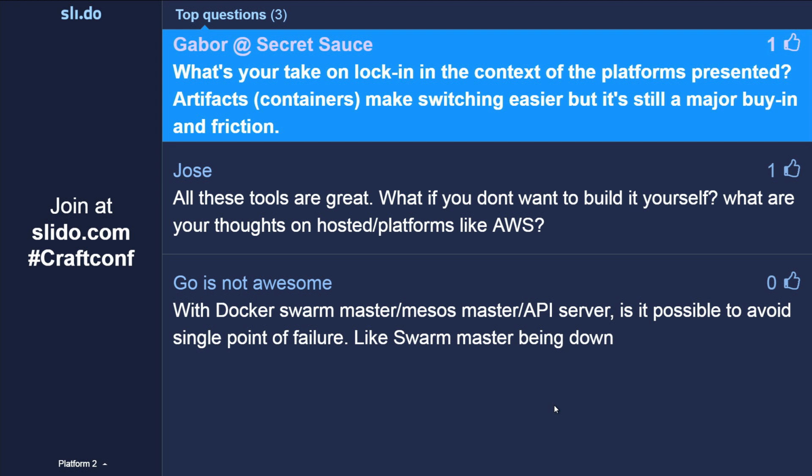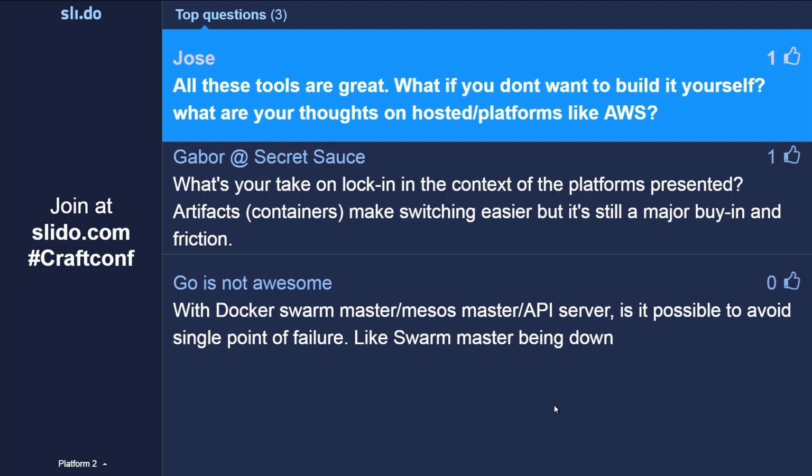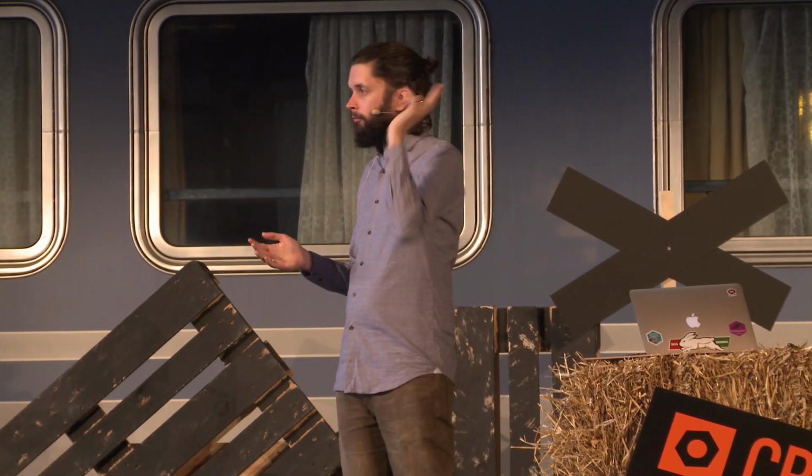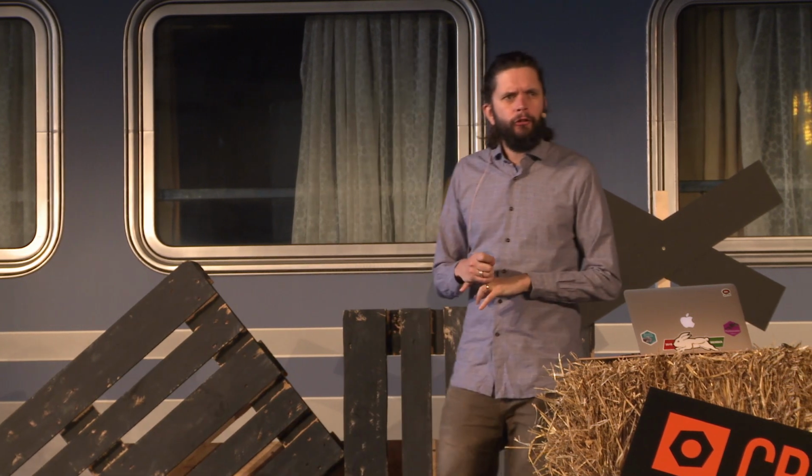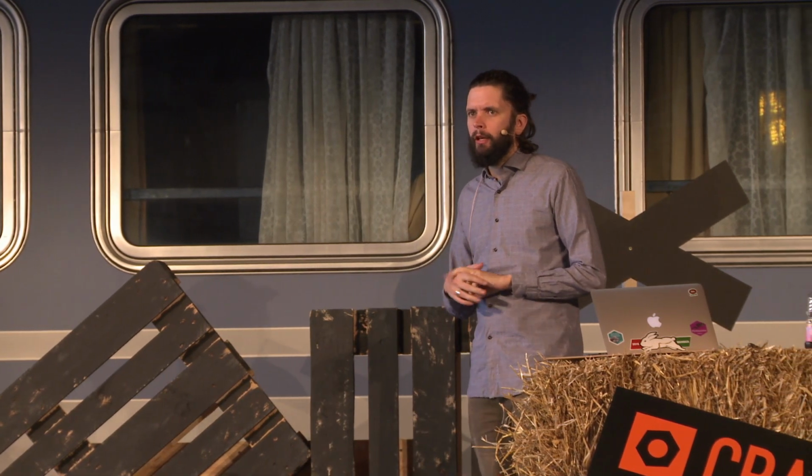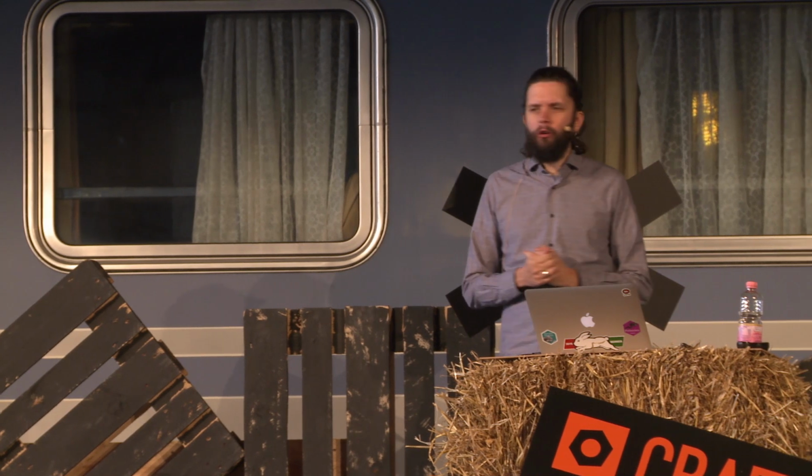Okay, Sam. Jose asks, all these tools are great. What if you don't want to build it yourself? Firstly, you don't have to build it yourself. You can get hosted Mesos, you can get hosted Kubernetes. Those are offerings out there already that you can get. Google does them, Azure does them. Amazon ECS is kind of new in this space. It's not quite there for me.